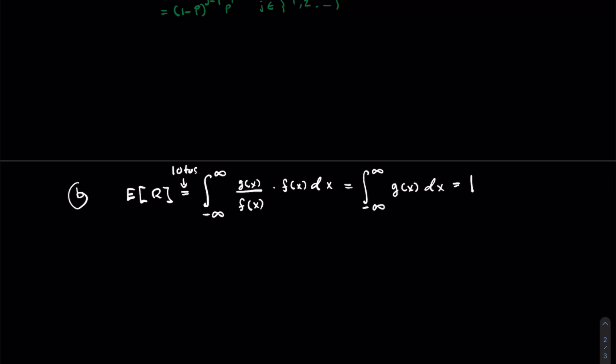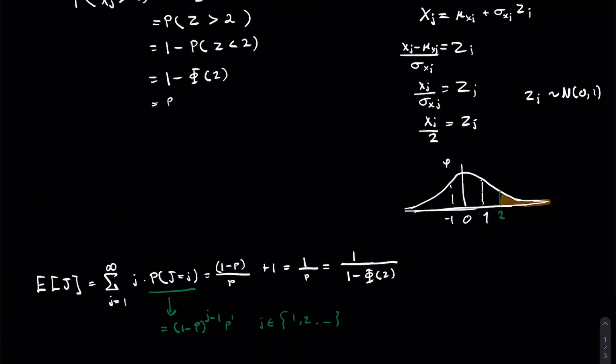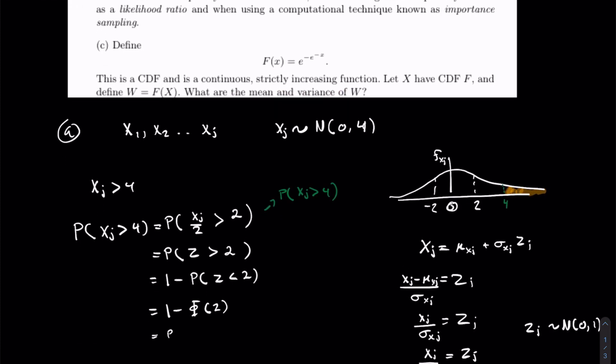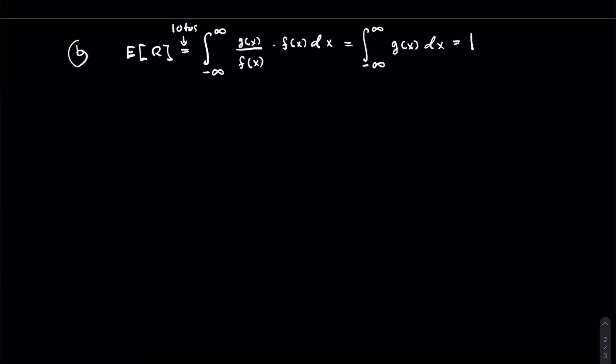In the third and last exercise, here we define the following CDF. It's a continuous and strictly increasing function, and we're letting x have this CDF, and we're going to define w equaling x inserted into its own CDF, and we're asked to find the mean and the variance of w.